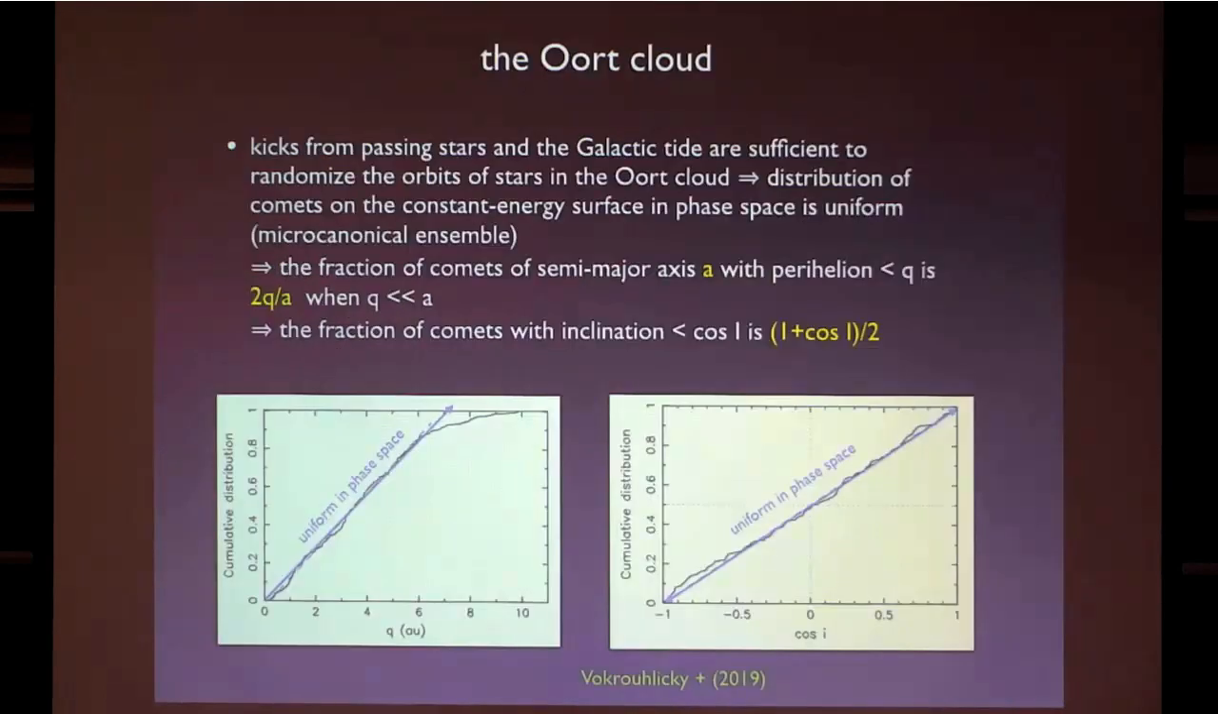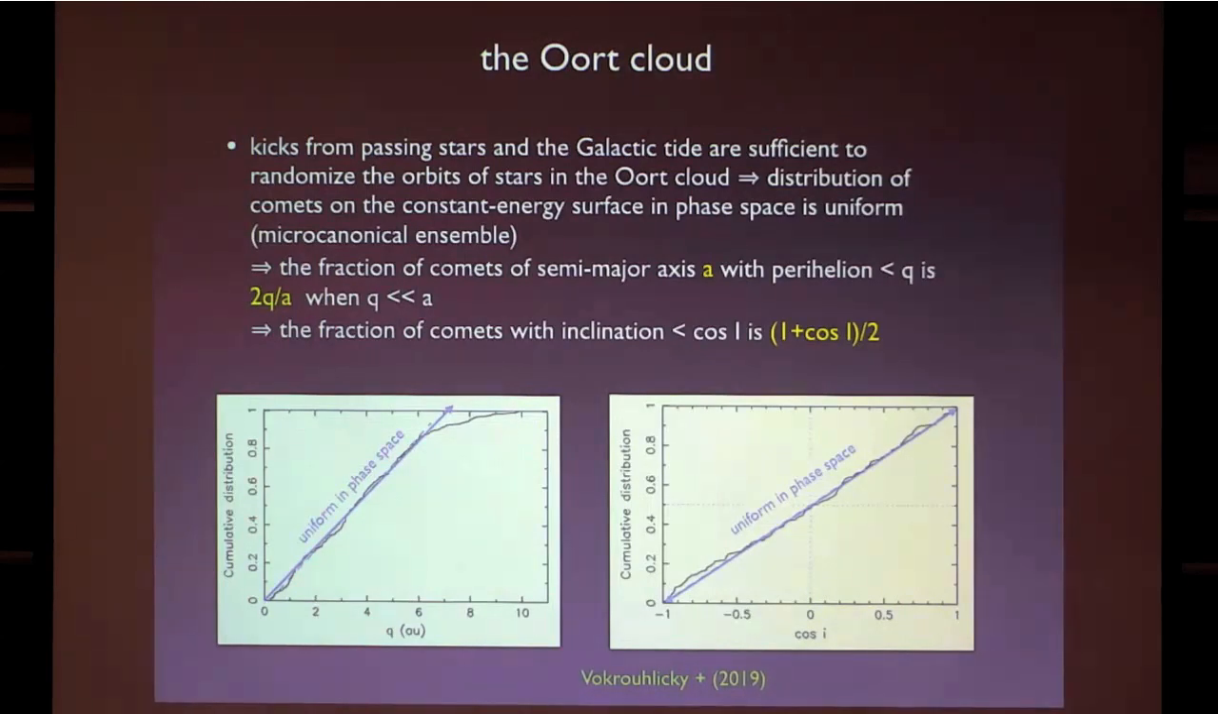Well, you can still do more with this very simple set of data. The Oort cloud is at sufficiently large distances that kicks from passing stars in the galactic tide are sufficient to randomize the orbits of comets in the cloud. And the best way to think of that is to imagine that you have a phase space, and for comets at a particular semi-major axis or energy, they have an energy surface in phase space, and the kicks from the stars in the tide tend to uniformly distribute them around that energy surface so that you have a very close analog of the microcanonical ensemble.